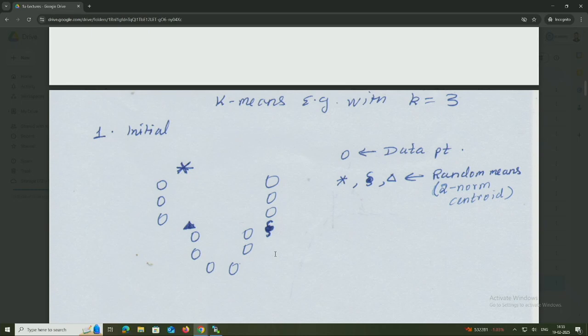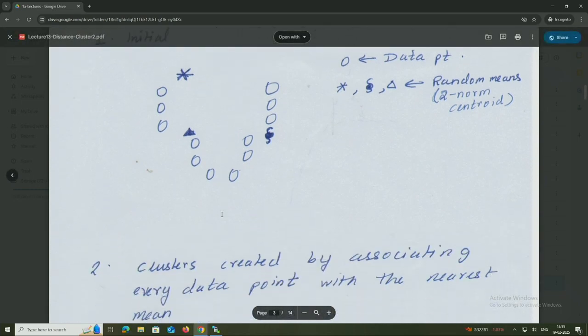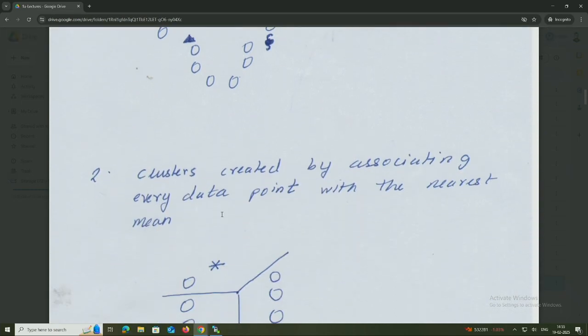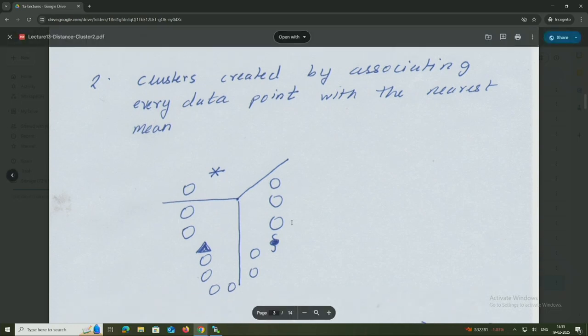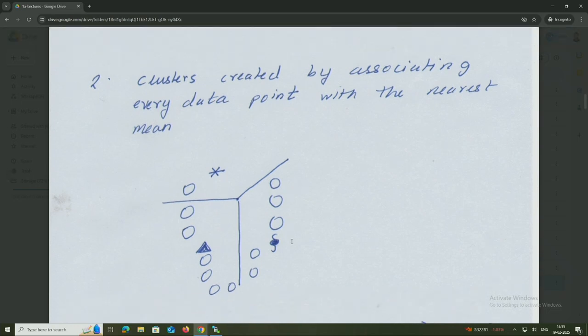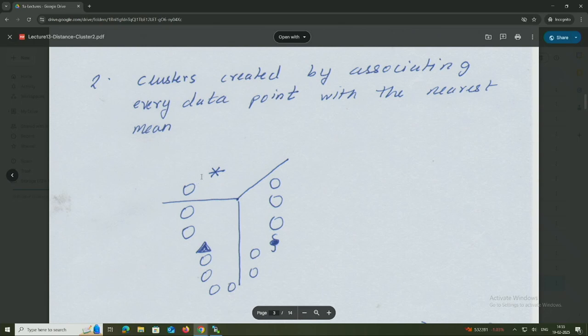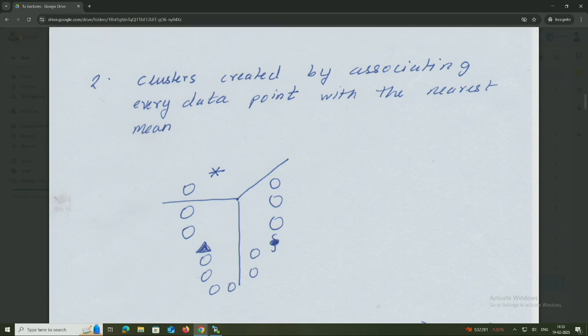Why randomly initialized? Because we have no idea how the points will be clustered. So we start somewhere. The cluster is created by associating every data point with the nearest mean. This is how the Voronoi diagram works. Remember, we had to find the distance between and partition it with the perpendicular line. So we realized that this point was closest to this. These set of circles were closer to the triangle, and these set of circles were closer to the tilde values.